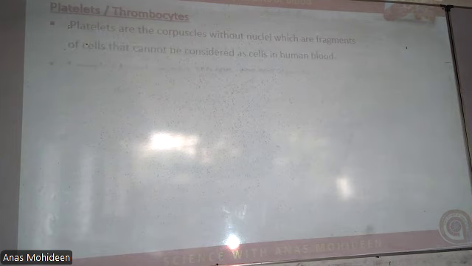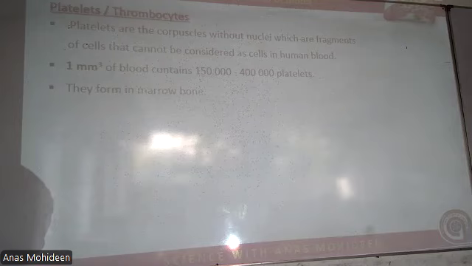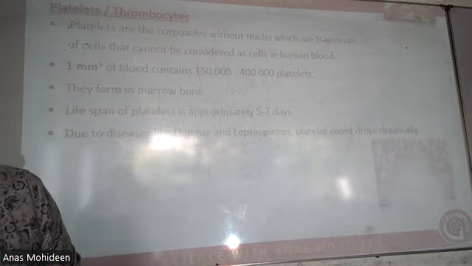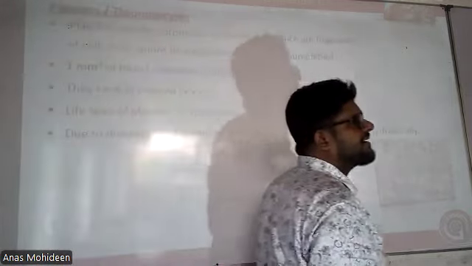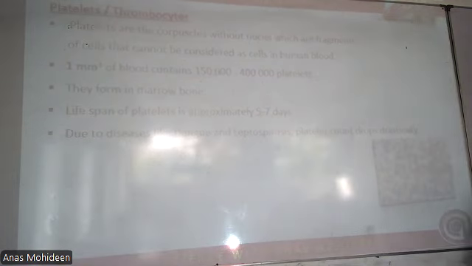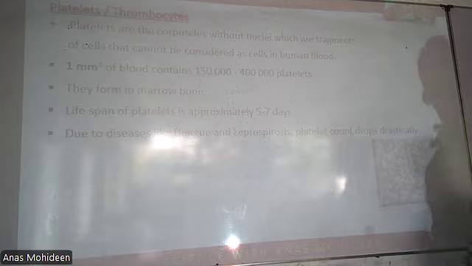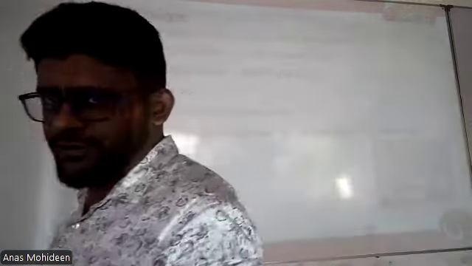Platelets are without nuclei, and they are fragments of cells. There are 150,000 to 400,000 platelets in 1 cubic millimeter, and they are also formed in bone marrow. What is the function of these platelets? Platelets are functional for the blood clotting process. They have a lifespan of 5 to 7 days.